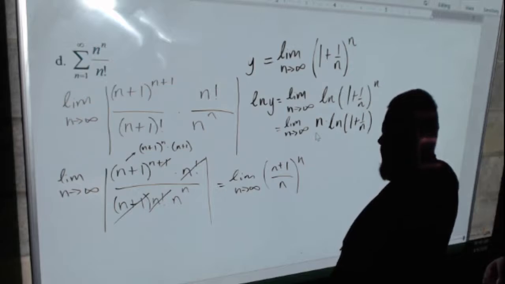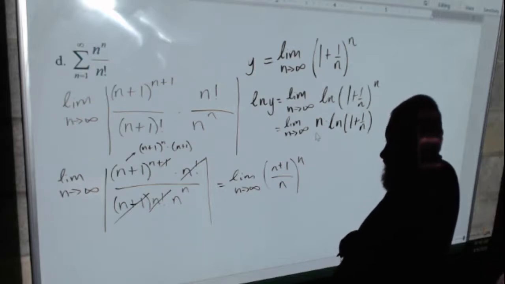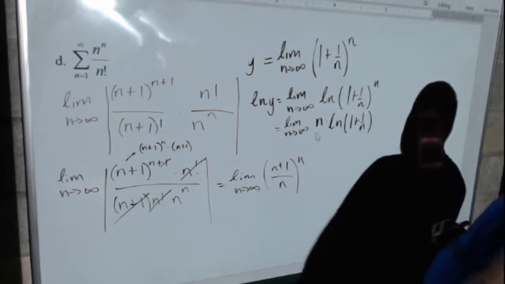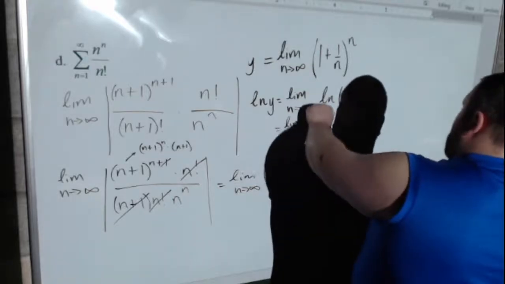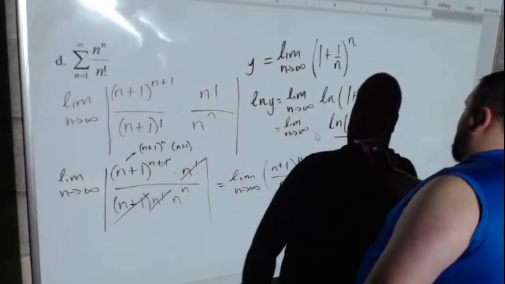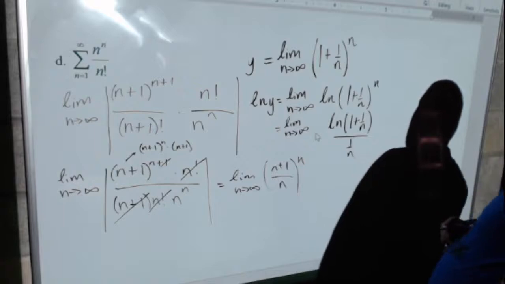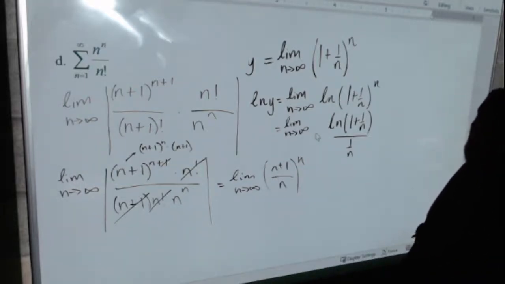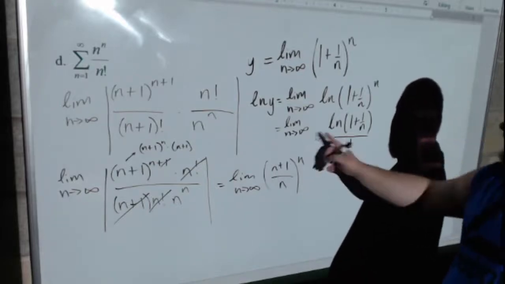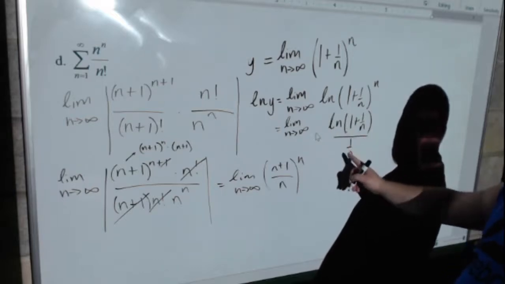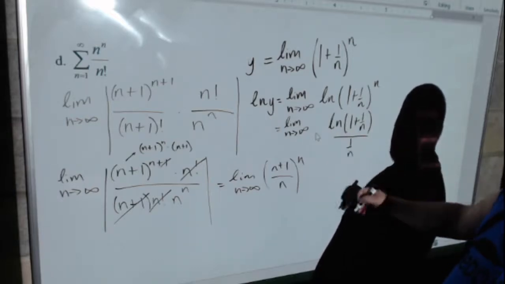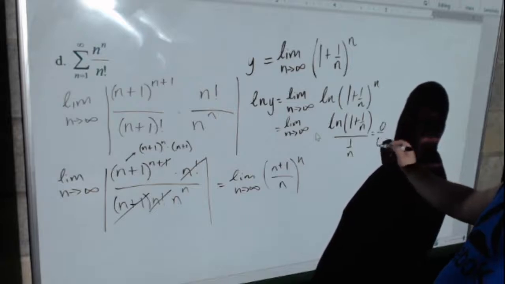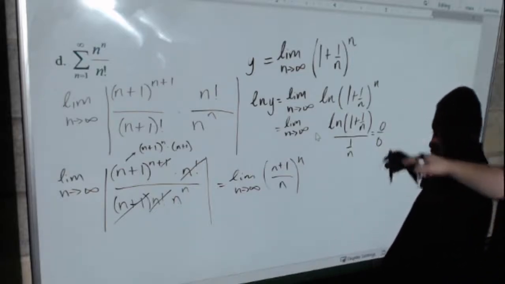And here's where it's strange. Instead of writing n, I'm going to rewrite that as divide by 1 over n. Because this is L'Hopital's rule here. If I try to substitute, I get natural log of 1, which is 0, and 1 over infinity, which is 0. That tells me to use L'Hopital's rule.